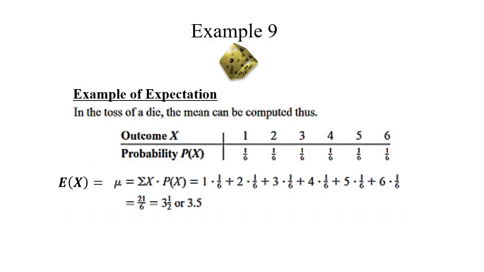Now, expectation is another calculation of the mean, and it's so easy to calculate. We only have to multiply X by the corresponding probability. So here we have the probability distribution table of rolling one die, and we need to find the expectation. So we're going to multiply 1 times 1/6 plus 2 times 1/6 plus 3 times 1/6 plus 4 times 1/6 plus 5 times 1/6 plus 6 times 1/6, and we're going to add them.